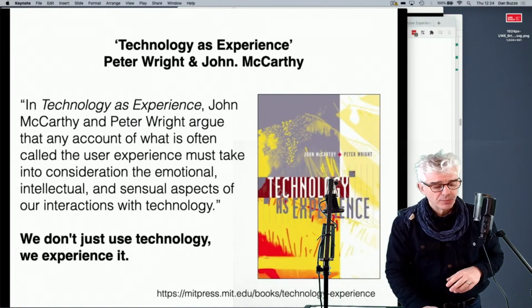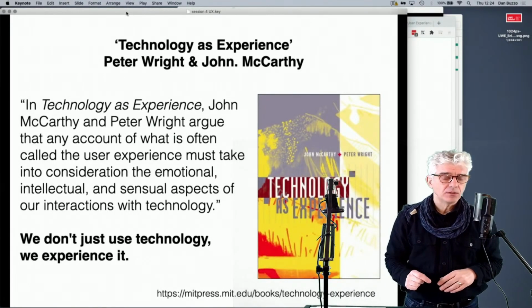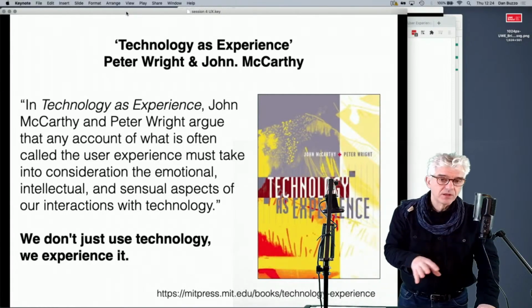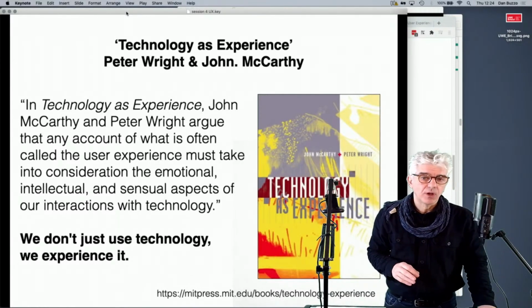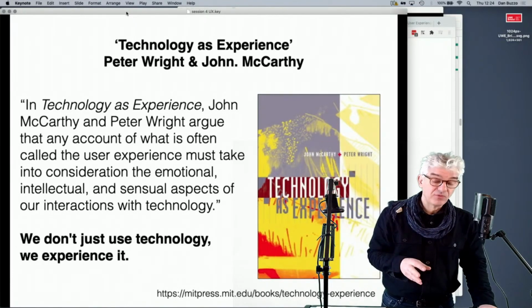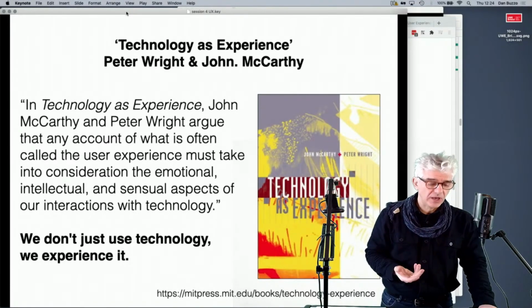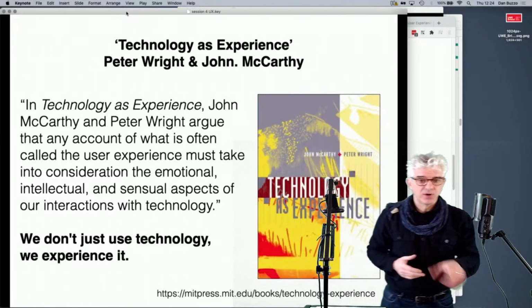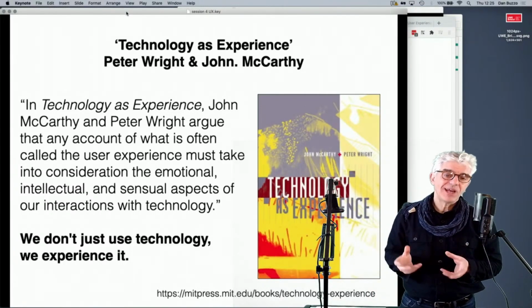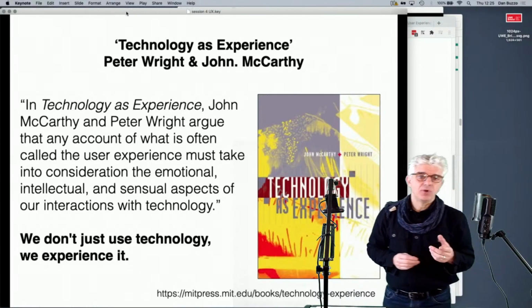I want to bring you to a book that I would heartily recommend, and is a book that I recommend for all of the master students that I work with on the Creative Technology Master, and is a fantastic book to read. You can get it through the library. You can also get it from MIT Press, and the link is here. You can find it online. And it's called Technology as Experience by Peter Wright and John McCarthy.